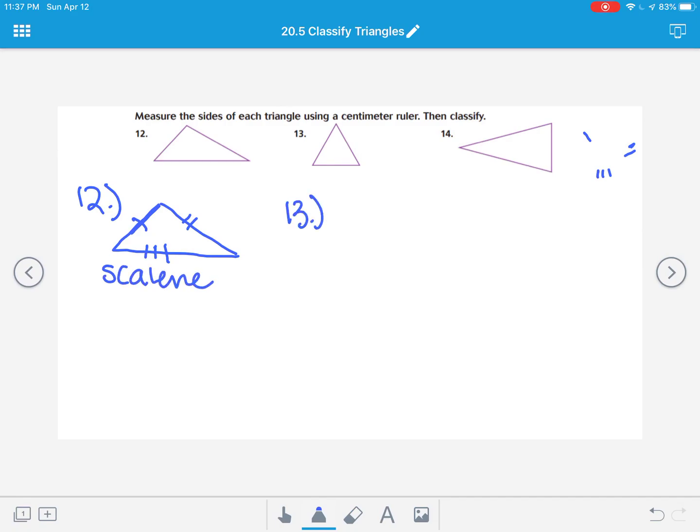Number 13. Okay, this looks like a very traditional triangle. I can tell that those lines are all meant to be the same. So I'm going to put one tick mark in each side, showing that they're all the same. If they are all the same, they are isosceles, scalene, or equilateral? They are equilateral.